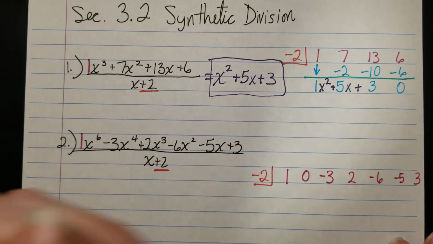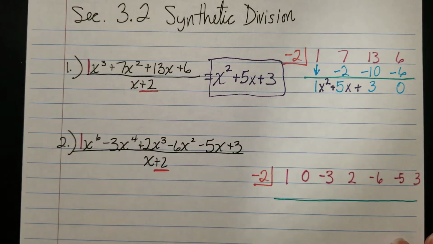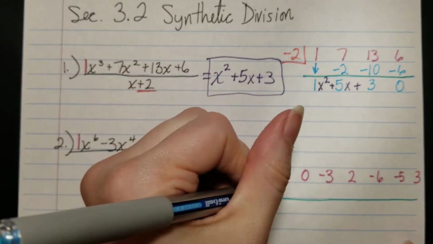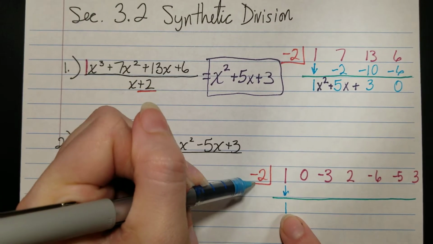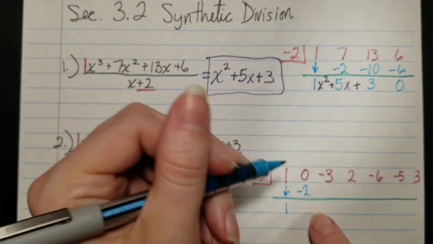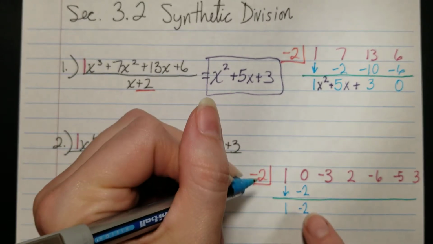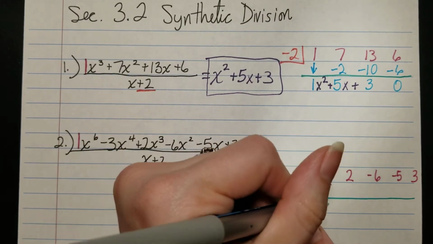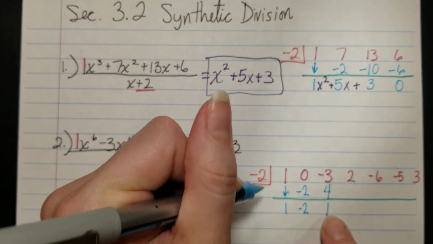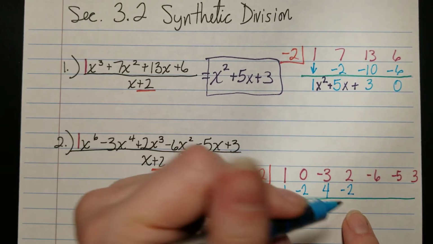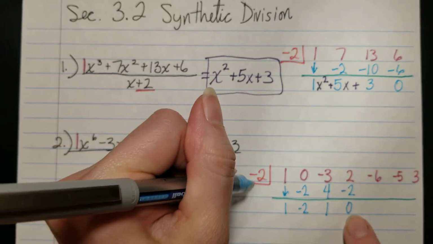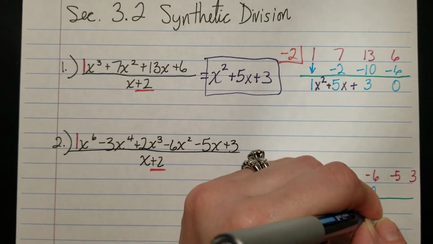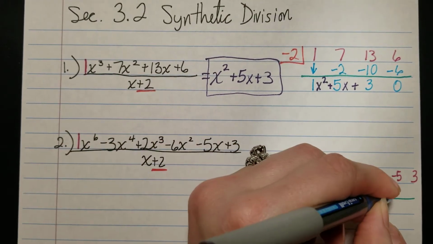Okay. Then we just bring the first one down, so bring the 1 down. Then 1 times -2 is -2. 0 minus 2 is -2. -2 times -2 is 4. -3 plus 4 is 1. 1 times -2 is -2. 2 minus 2 is 0. 0 times -2 is 0. -6 minus 0 is -6. -6 times -2 is 12.